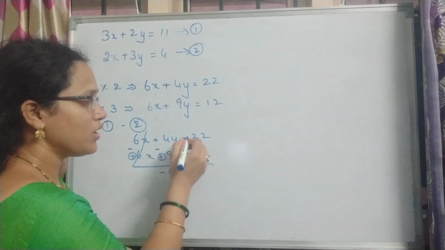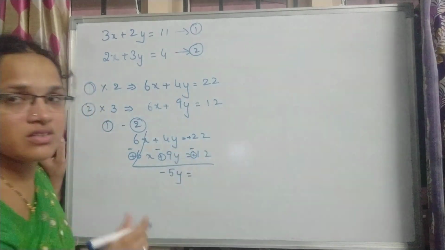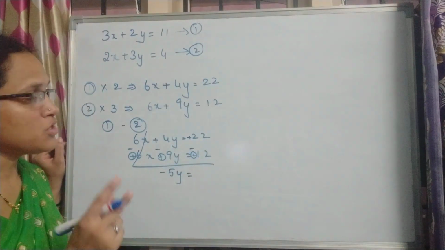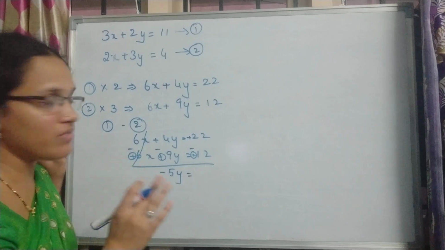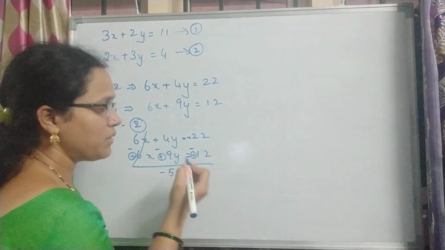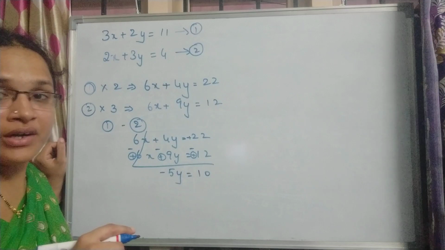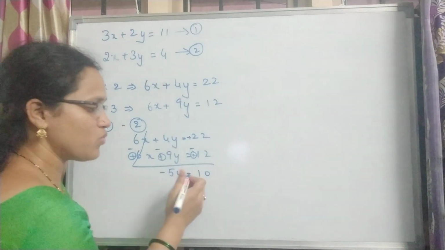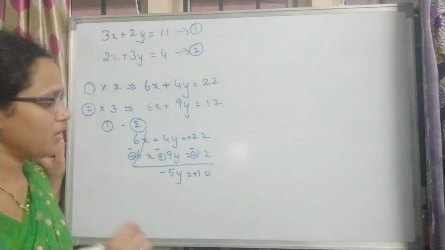Is equals to plus 22 and minus 12. See, both are having different signs. So you should subtract. 22 minus 12 is what? 0 and 1. It becomes 10. But what is the symbol for it? The symbol for this is plus. Why? Because 22 is having plus.